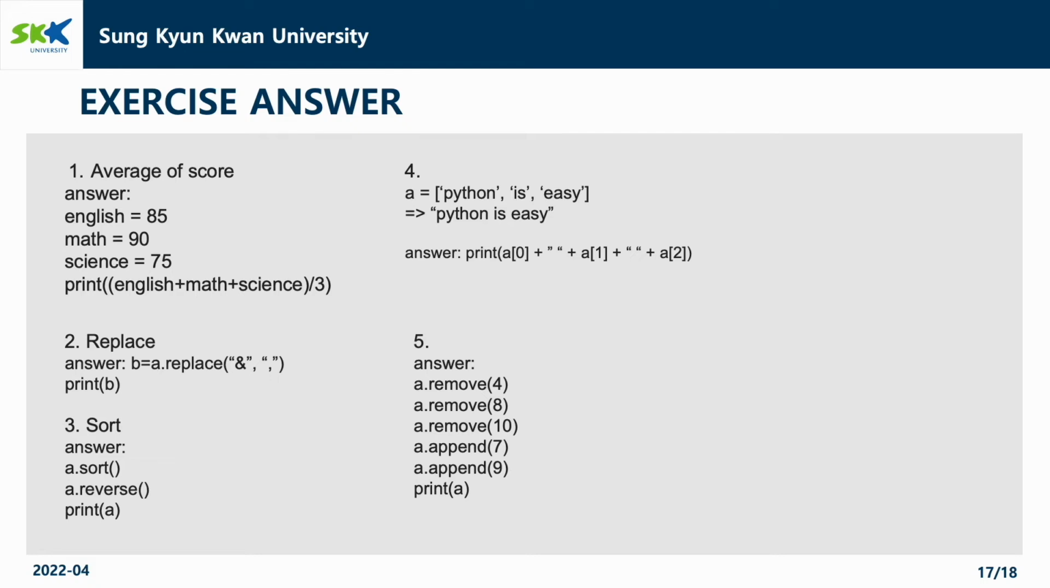The third question can be solved by the sort and reverse functions. If you sort first and then reverse, you get the array in descending order. For the fourth problem, you can take each string from the array and output the added value. The last problem can be solved by the remove and append functions. If you remove 4, 8, 10 and append 7, 9, you get the right value.